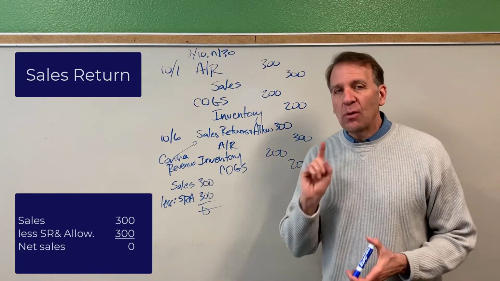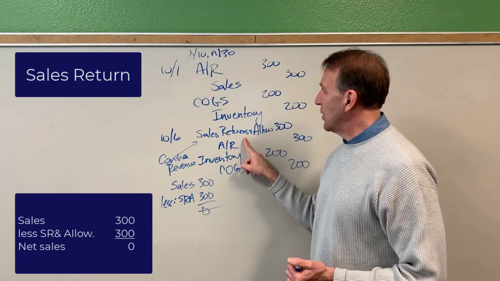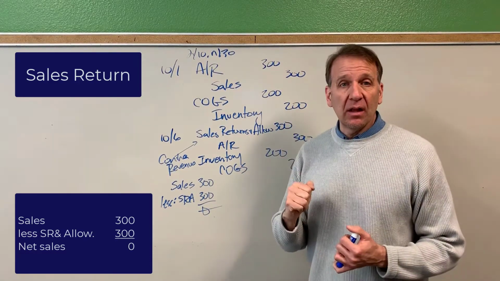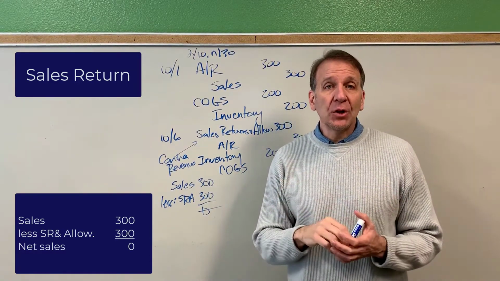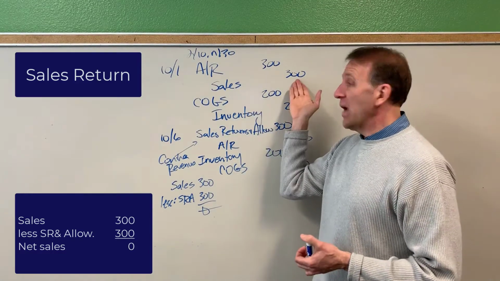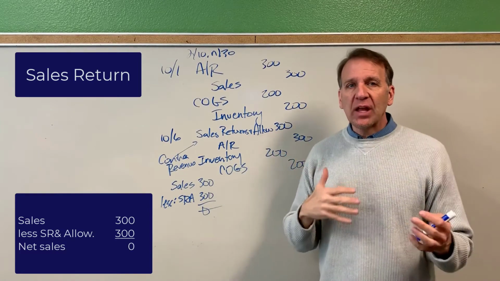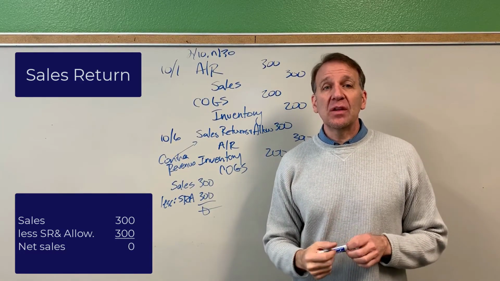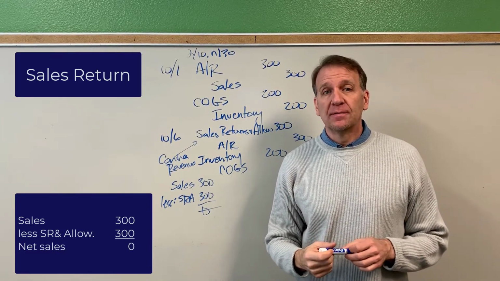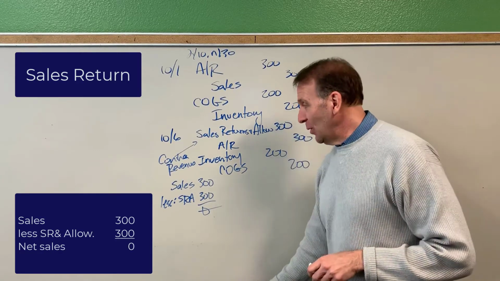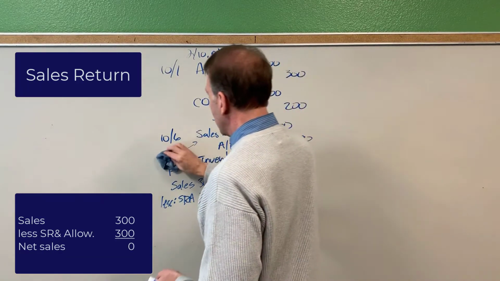The reason why we're doing this and not reversing this out directly is because we really did have a sale. So we want people that are looking at our financial statements to know we had a sale, but then we also had a return, so that when they're looking at financial statements, they can see the dollar amount of our returns. Okay, now let's do another example.